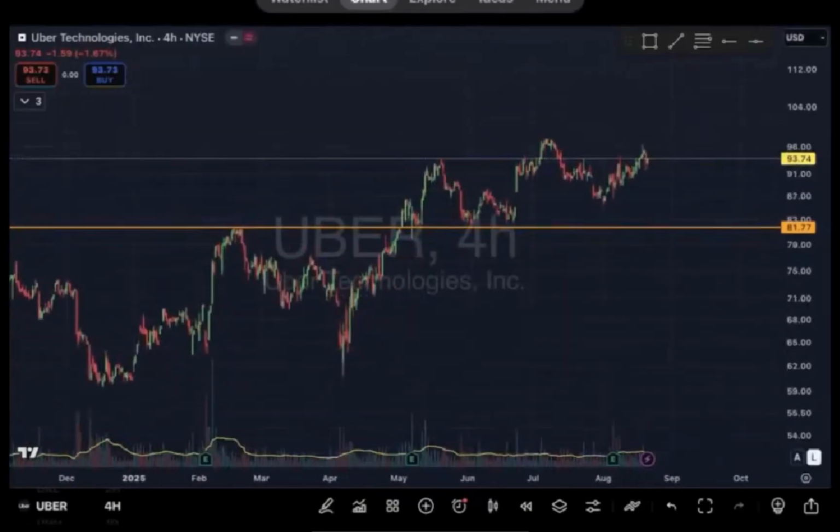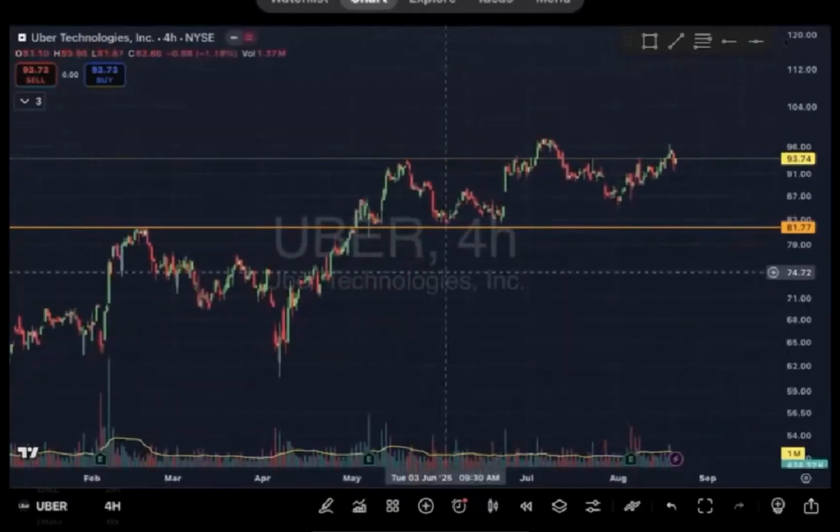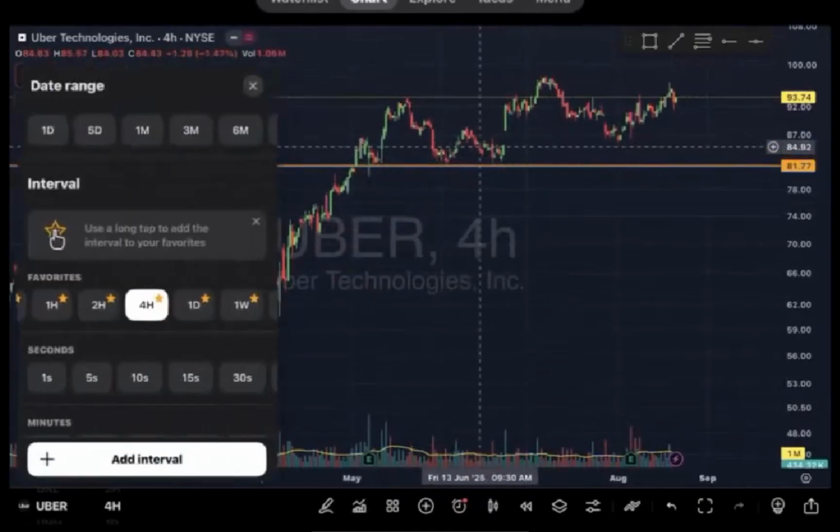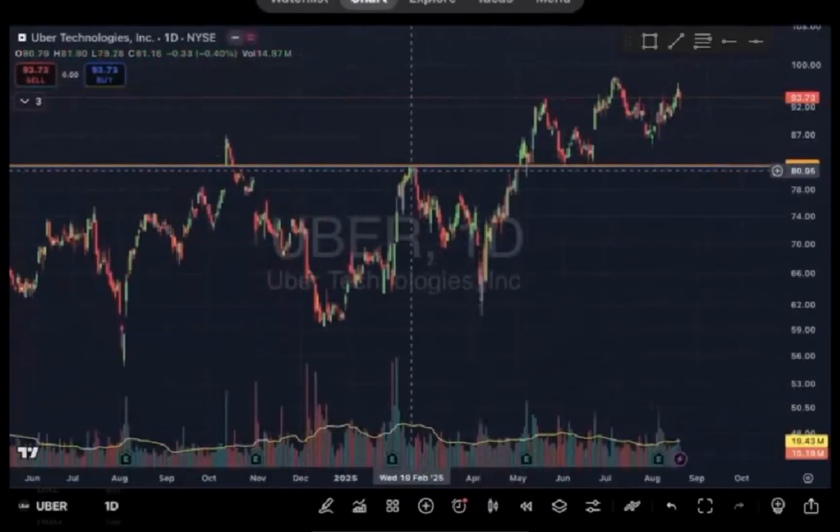So now we go to the candlestick Bible. What do we have here? What pattern is this? Can somebody tell me what pattern this is? Double bottom. Double bottom, right? Okay, so we got a double bottom. It's clear as day.